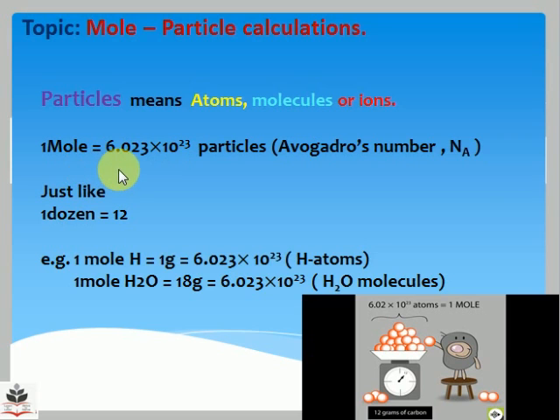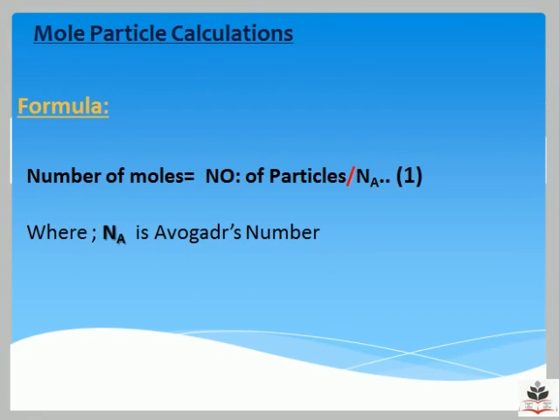This conversion factor can be used to convert the number of moles into particles or the particles into moles. For that we have a formula. Number of moles is equal to number of particles divided by Na, where Na is Avogadro's number. We can use this formula to convert the number of particles into moles. Let's solve a numerical question using this formula, then it will be clear to all of you.